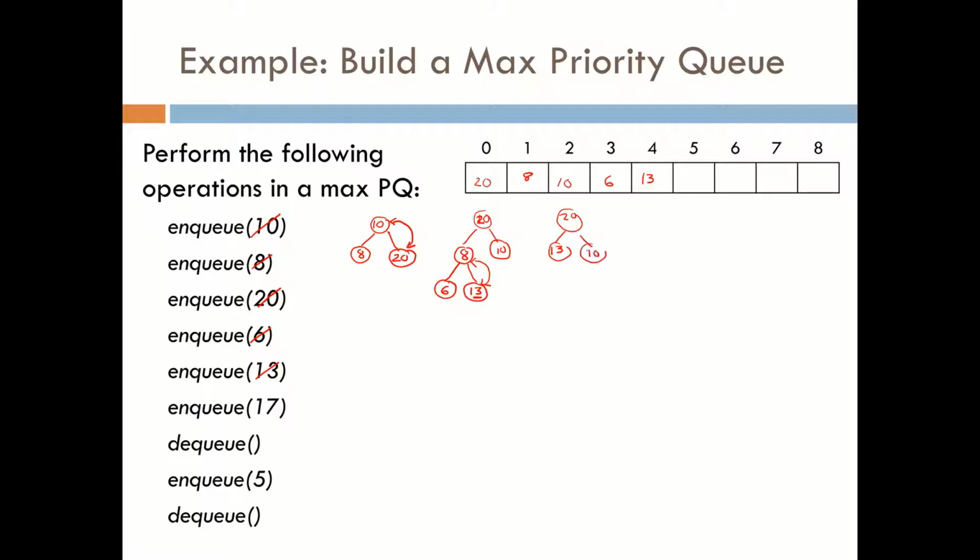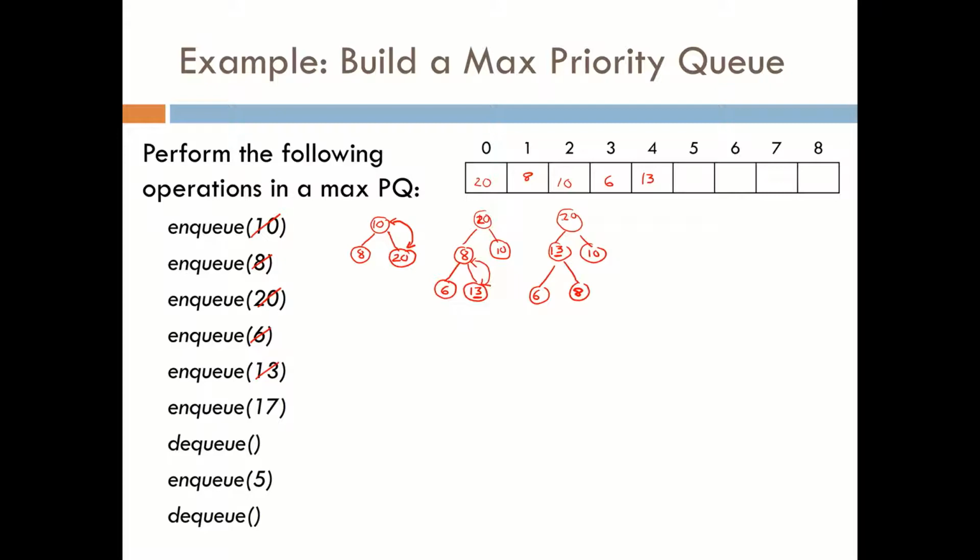Okay, and the 8 is here now. And notice we still have to keep trying to heap 13 until 13 is at the root or it no longer violates the heap order property. In this case, it no longer violates the heap order property, so we exit the heaping.